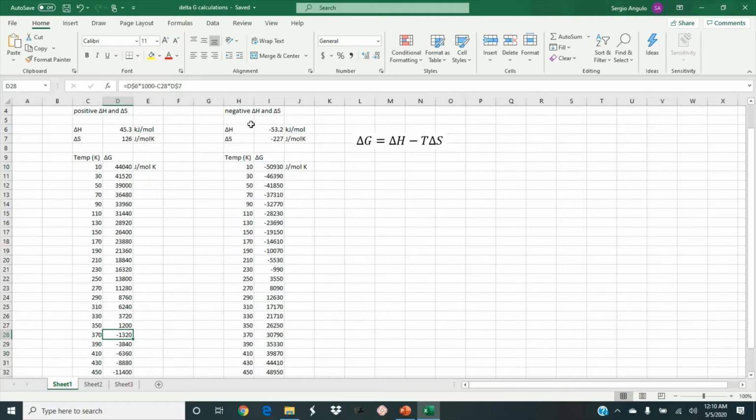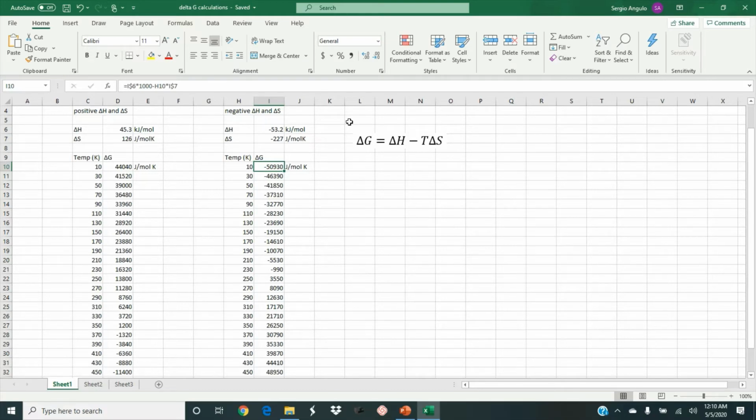On the other hand, if you have negative delta H and negative delta S, the opposite occurs. I'm going to plug in 10 Kelvin here for the temperature, and I'm going to multiply it by, in this case, negative 227 joules per mole Kelvin for delta S, and I used negative 53.2 kilojoules per mole for delta H. Plug that in here. As I plug that in, at 10 degrees Kelvin, my delta G is negative 50,930 joules per mole, or negative 50.9 kilojoules per mole.